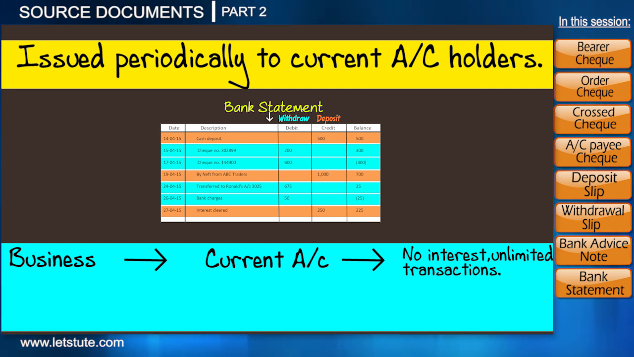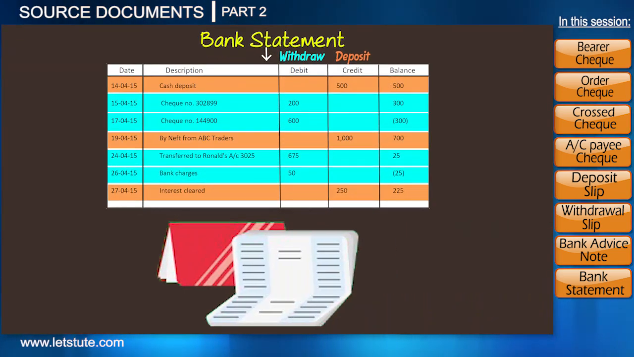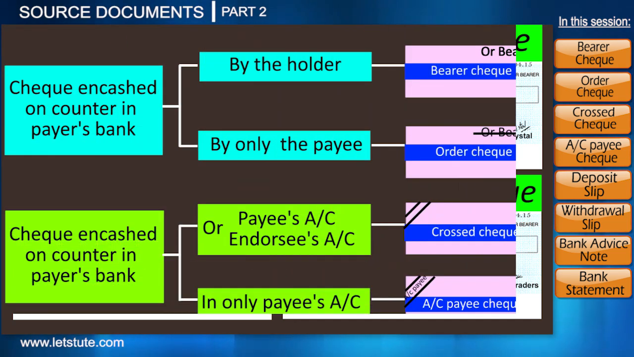Since a current account gives permission to make more withdrawals, it is more preferable over a savings account for businessmen. But generally, we as individuals have a savings bank account and we are issued a passbook instead of a bank statement. However, even savings account holders may request a bank statement and they may get one. So this was all that's in his bag. With this, we have come to an end of all the different types of bank documents.